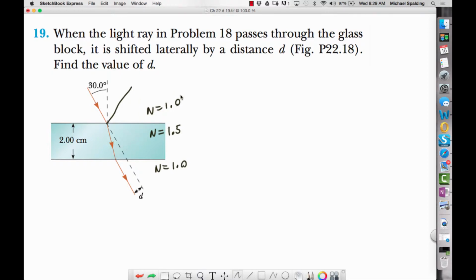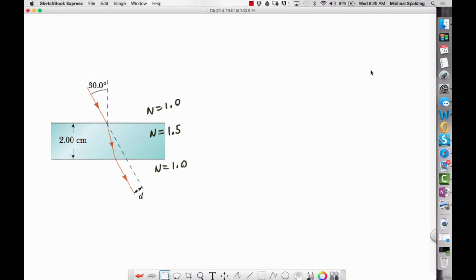We want to find the path difference between this refracted ray and the initial path of the original incident ray. So we're looking for this little distance d. The thickness of the glass is 2 centimeters. So I'm going to blow up this. I'm going to get rid of this text. We don't need this anymore. We know what we're doing. And I'm going to make this diagram big.